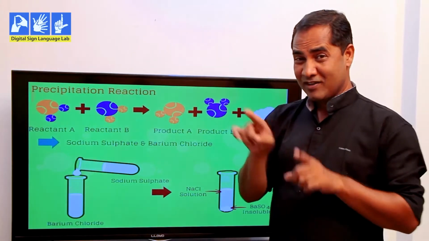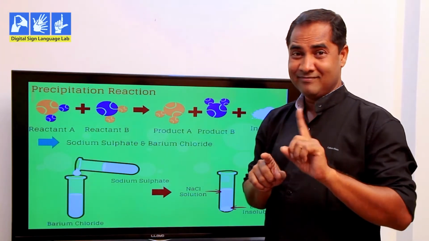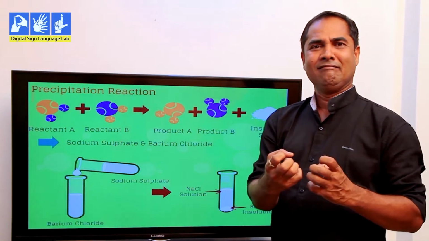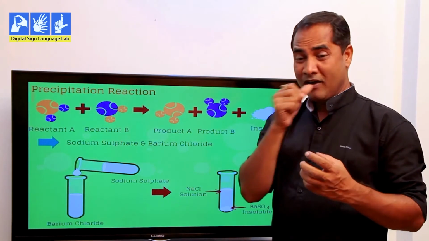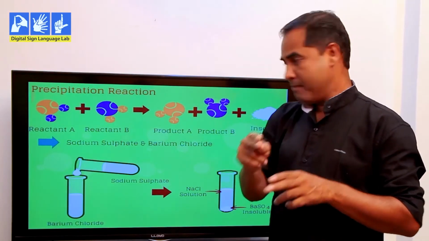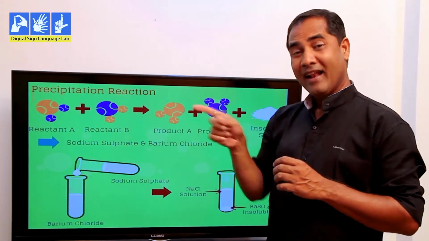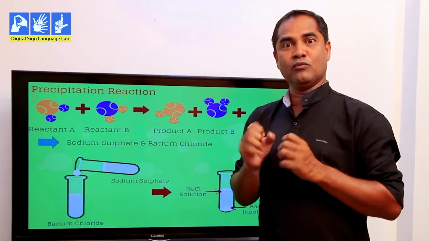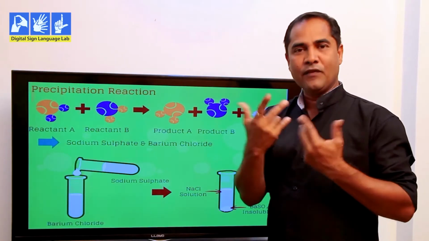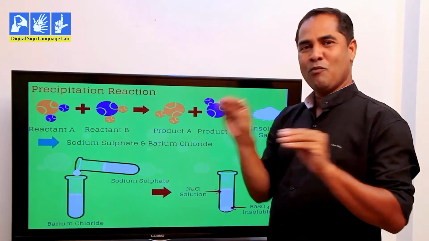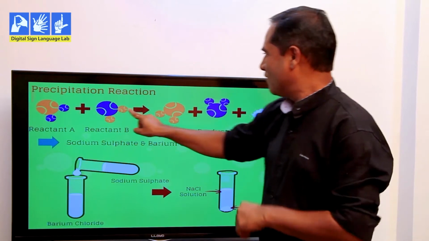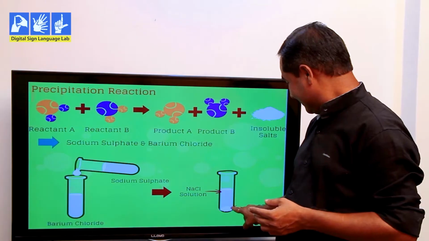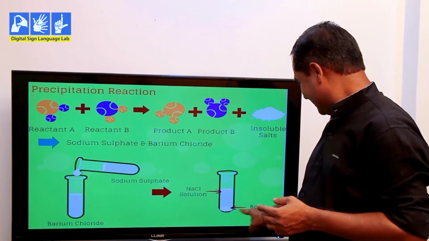we get the precipitate of barium sulfate, which is insoluble in the solution. That is what is precipitation. Formation of an insoluble salt. So the same displacement reaction is happening, but in the end, what we get is a precipitate which is not soluble.